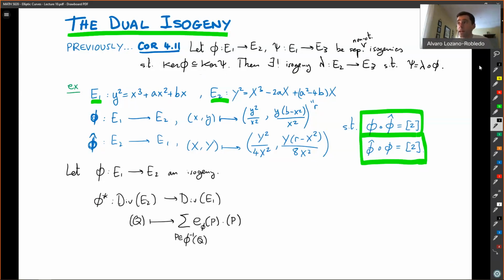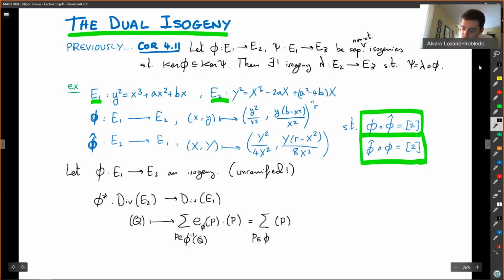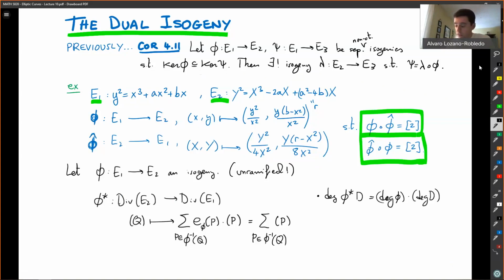But in this case, because we proved that isogenies are unramified everywhere, this divisor map is just the sum of P for P running over pre-images of Q, since the ramification indices are all 1. And it turns out that this map satisfies two different things. First, the degree of phi star of a divisor is the degree of phi times the degree of the divisor. You can see that now that we're restricting to maps that are unramified, that's easy to show from this, but this is true in general.